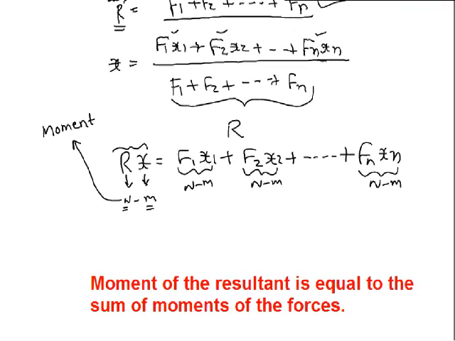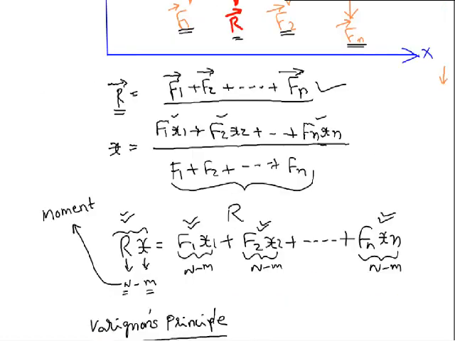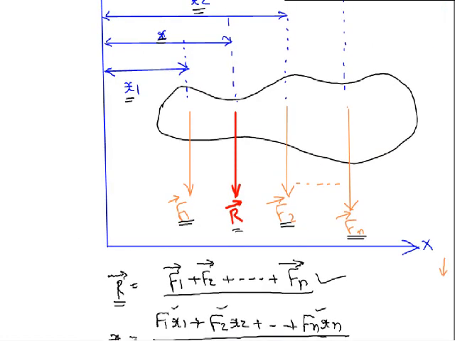So this can be summarized in the form of a statement: the moment of the resultant is equal to the sum of the moments of the forces. This is the moment of one force, this is the moment of another force, and so on. So the moment of the resultant is the sum of the moments of the forces. This principle is called Varignon's principle, or Varignon's theorem. This theorem we have shown for a situation where all the forces are parallel and all the forces are acting in the same downward direction.